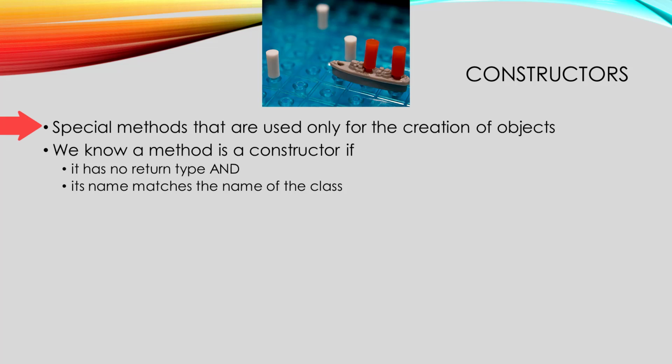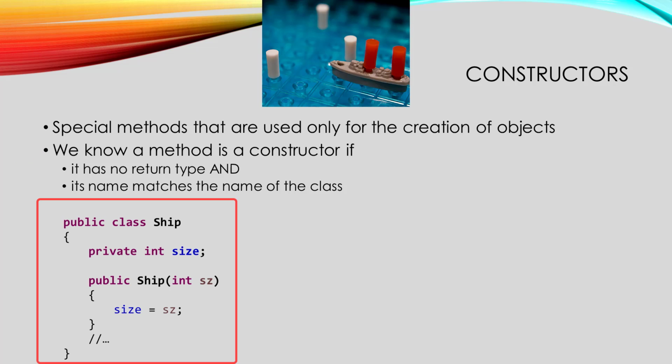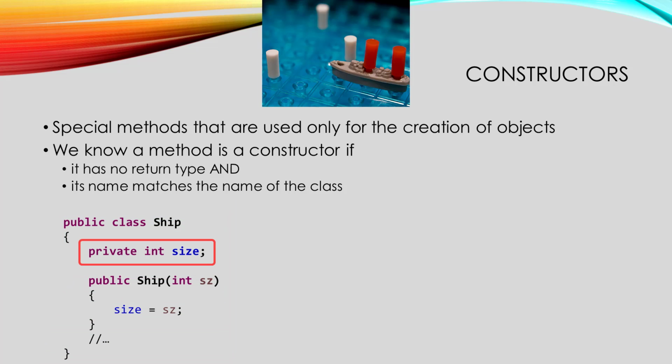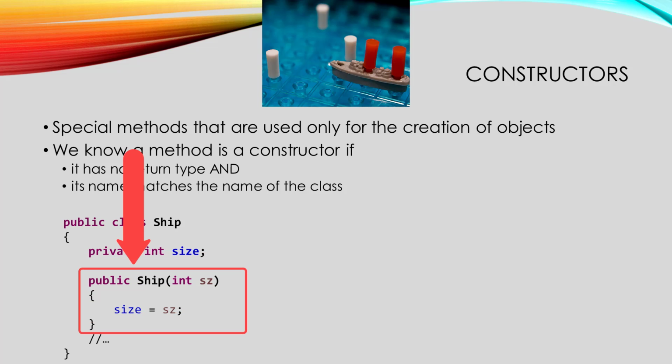When you want to initialize an object yourself, you do that in a special method called a constructor. A method is a constructor if it has no return type and the same name as the class. For example, here's a class for that ship in Battleship. It has an instance variable so that each boat can remember how many pegs it needs to be hit with to sink. This is the constructor, no return type, and the name is Ship. It has one parameter that is the size of the boat, and it carefully stores that into the instance variable.